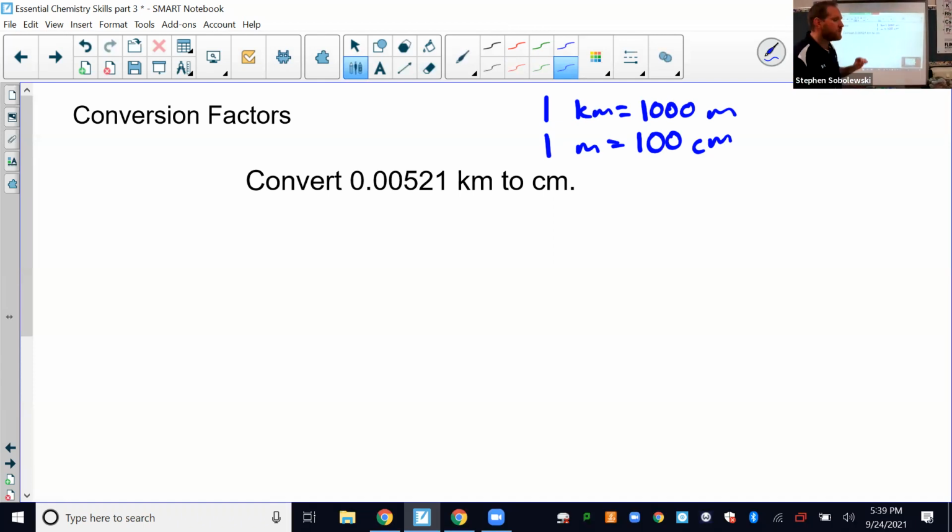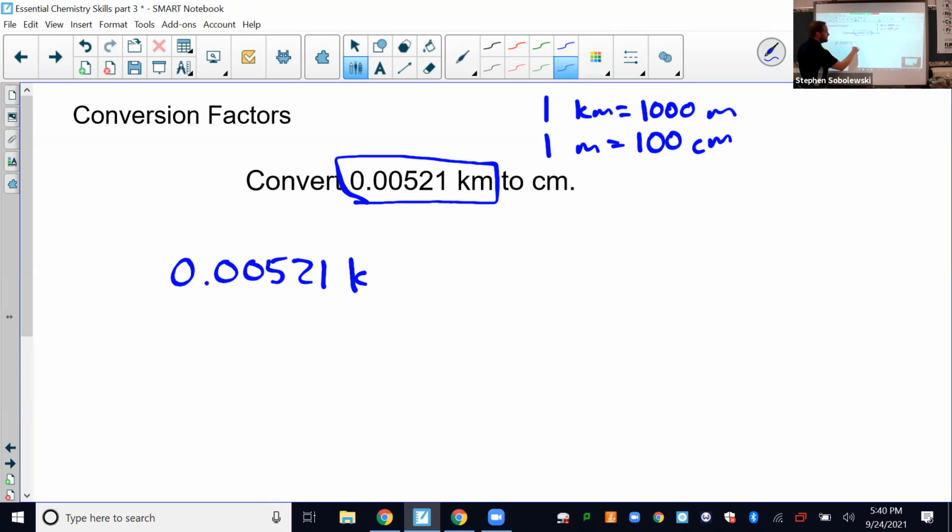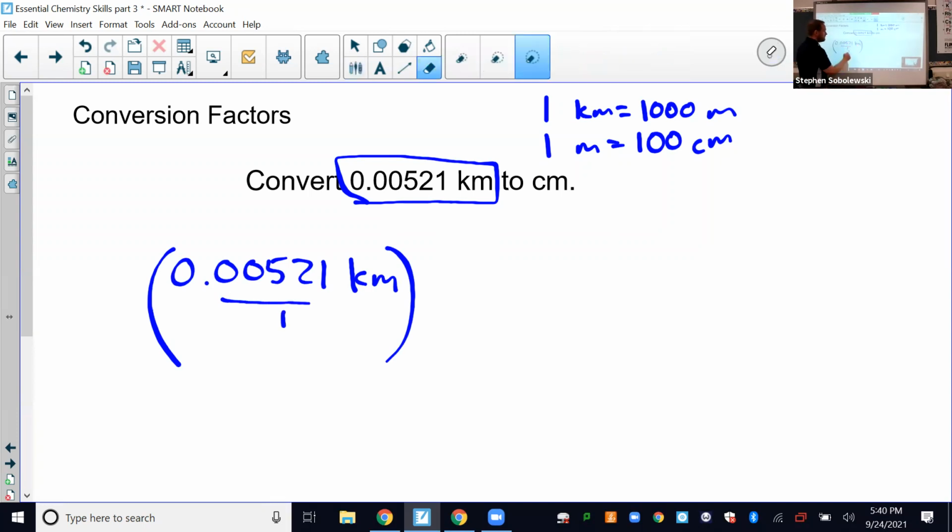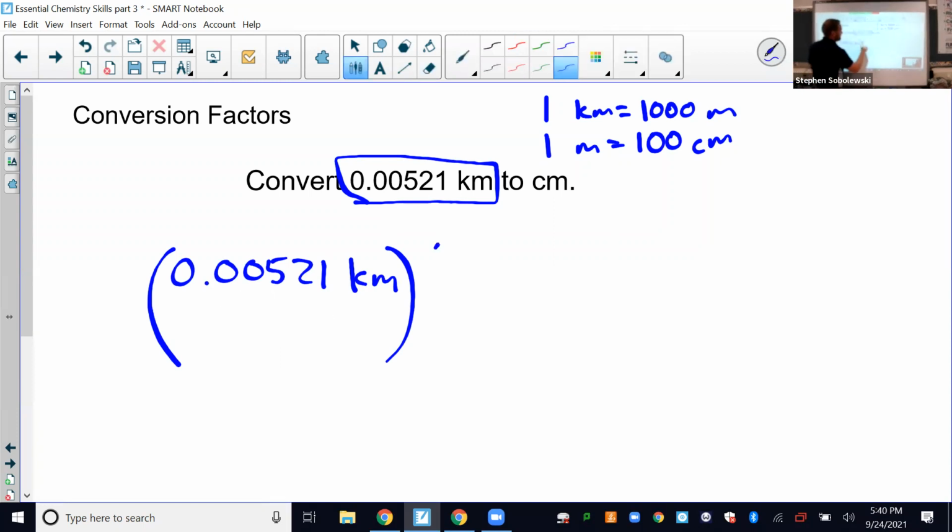Once we have our path planned and our equivalence written out, we grab the starting point, which is this. That's where we're starting. The end point is the centimeters, and we're going to rewrite it as 0.00521 kilometers. We're going to put this in parentheses, but in the top part of parentheses like that. You can even say over 1 if you want. I've seen people do that. We're then going to multiply this by something over something. That something over something must equal 1, but have different units in order to change our units here.